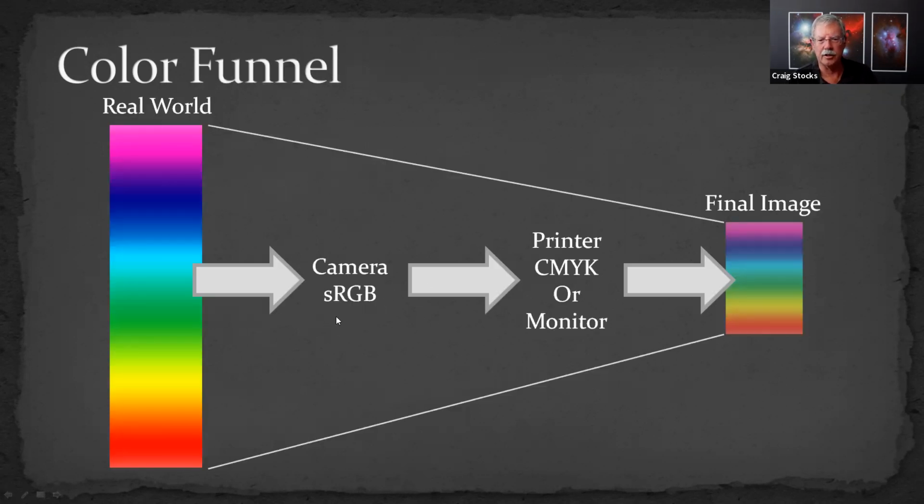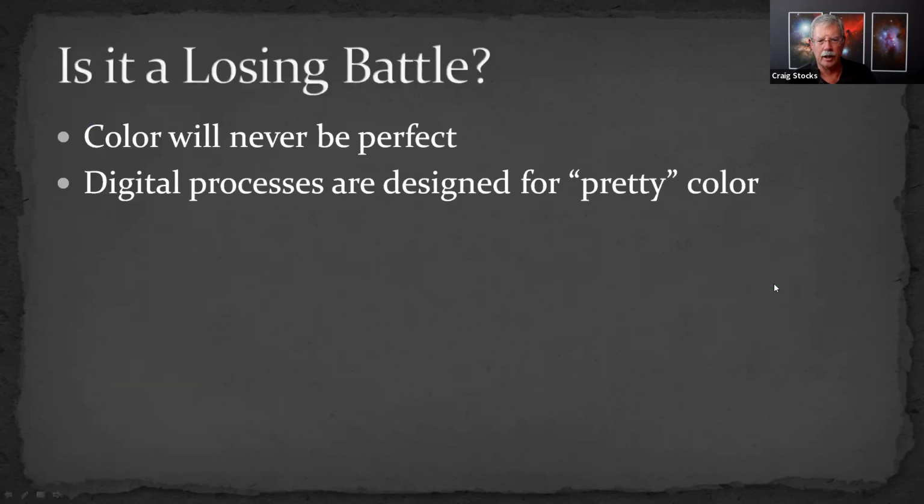So we have kind of a color funnel going from the real world where we have all the colors in the visible spectrum, and we kind of compress those down into a camera, and then we compress those down into a file that we're going to send to either a monitor or a printer. So what we have to manage is this compression going from the real world down to the final image. And again, color management is what takes care of that. And it can seem like a losing battle, but you just have to remember from the beginning, color will never be perfect. And digital processes are generally designed for pretty color and not accurate color. Accurate color is a whole different presentation.